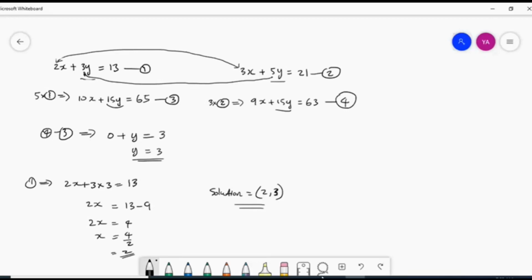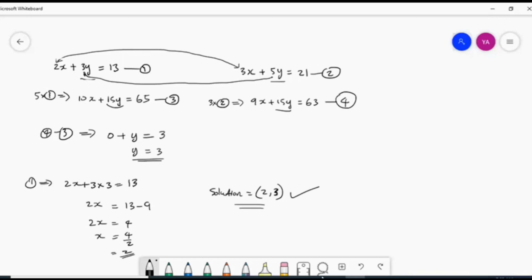Okay, so this is the method here. You simply subtract them. 4 minus 3 or 3 minus 4, which is better here? 3 minus 4. I won't show it here because you will get the same solution. So this is also possible.